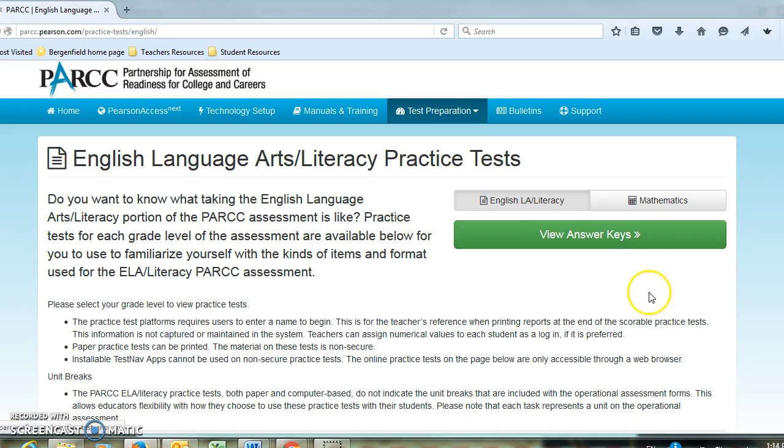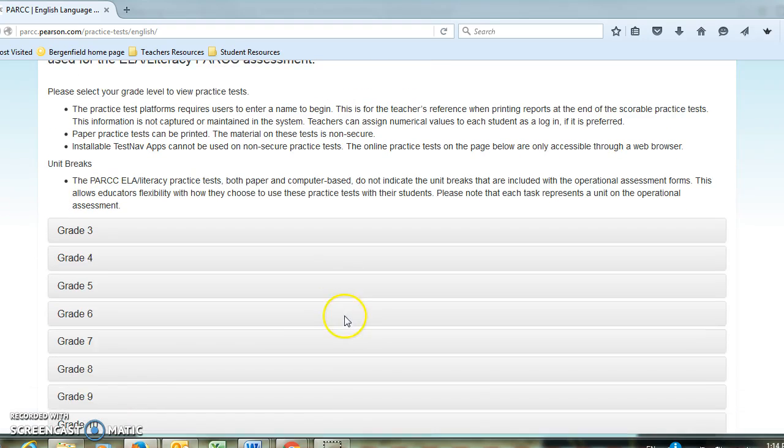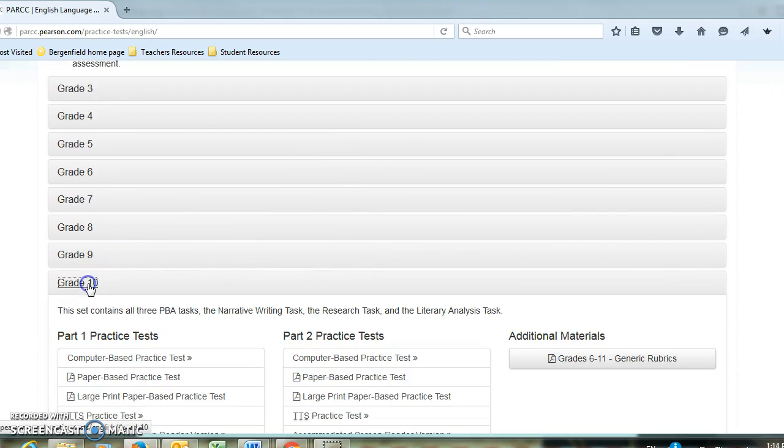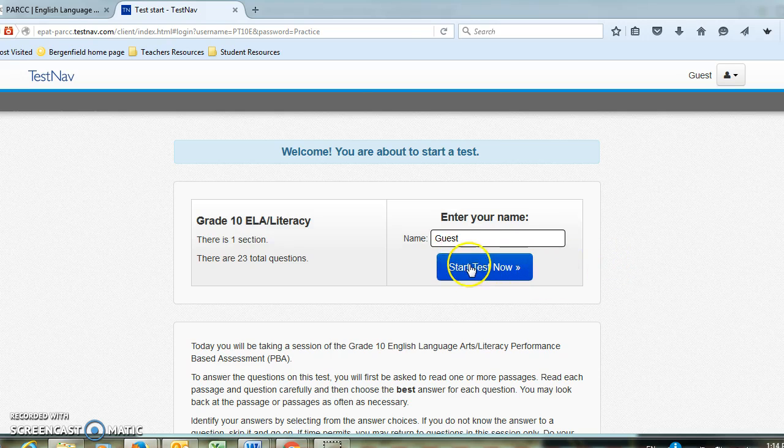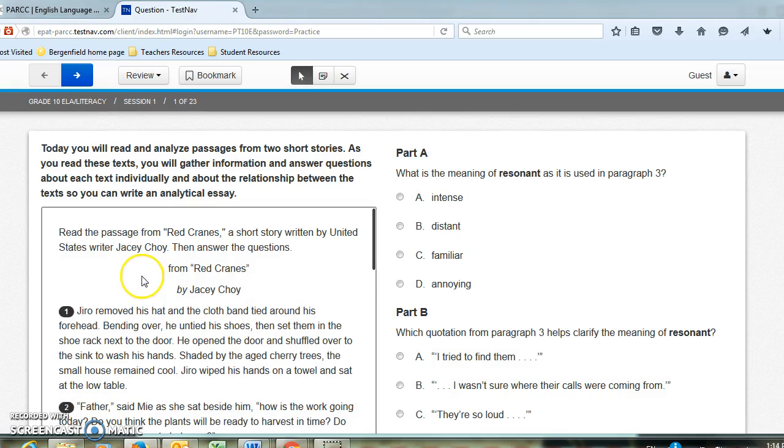And there is an answer key. But before you go to the answer key, let's see what you remember. So you can scroll down, select a grade level. I'm going to select grade 10 again, and you can go to either part 1 or part 2, computer-based practice test. You don't have to put your name in, you're just a guest, and you start the section. This practice test is exactly the same one that we used last year. So if you remember from last year, it's the same.